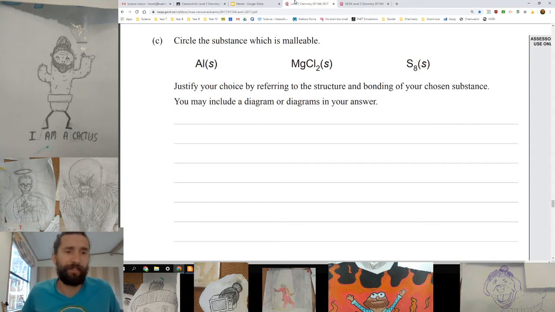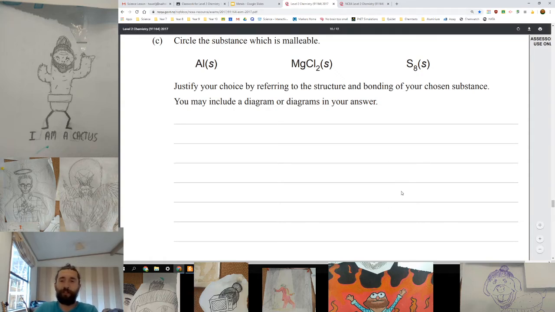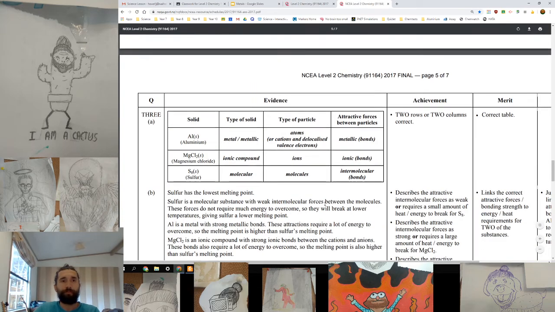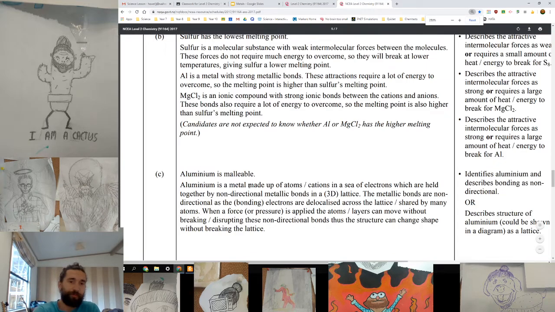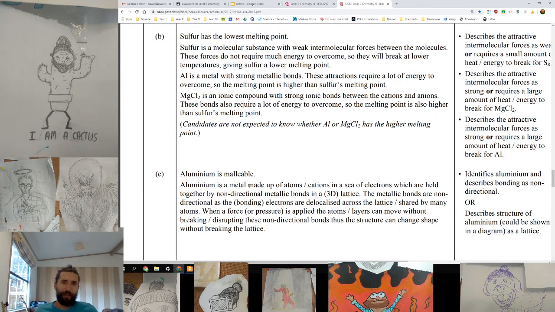And what you'd say is that the aluminium atom is once again in a 3D lattice of metal atoms with a sea of delocalized electrons which are held together by strong non-directional forces, and for this case non-directional is very important. So yeah, they go into a bit of detail here, which is nice. Aluminium is a metal made up of atoms in a sea of electrons. So here I've got atoms or cations, you can use either. I reckon atoms is better. Why not use that?